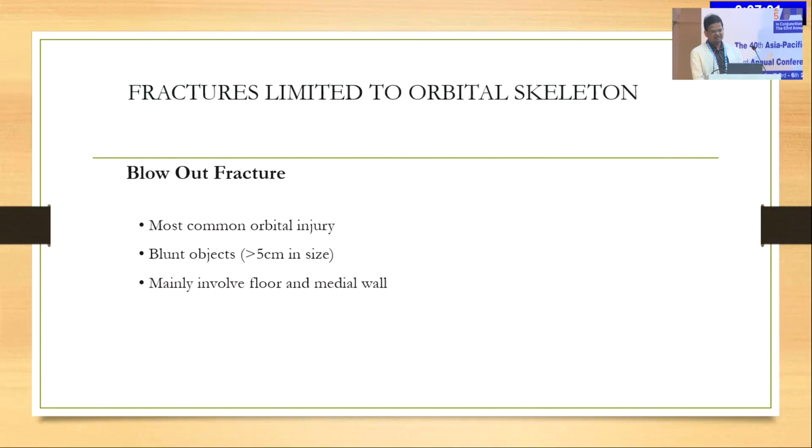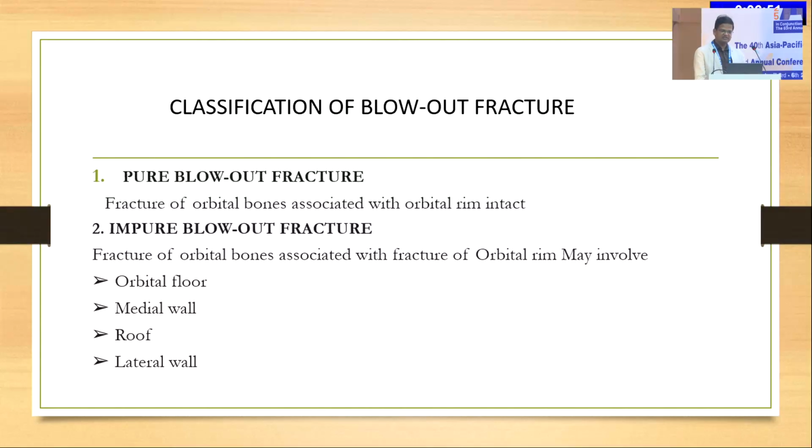The most common fracture we encounter is the blowout fracture, which can involve all the walls, but mostly the floor and medial wall are involved. It can be a pure fracture or an impure fracture. A pure fracture means the orbital wall is fractured but the orbital rim is intact, whereas in an impure fracture the wall of the orbit is fractured along with the orbital rim.